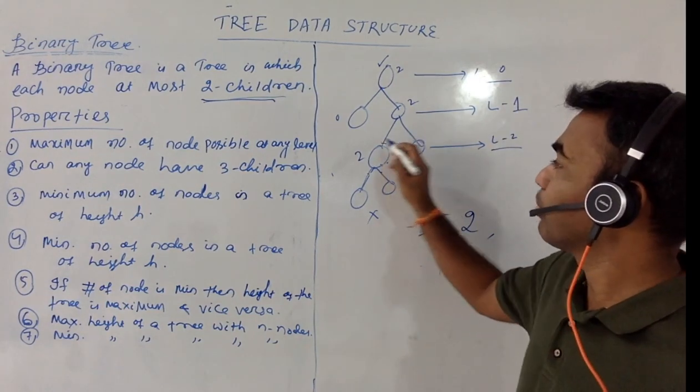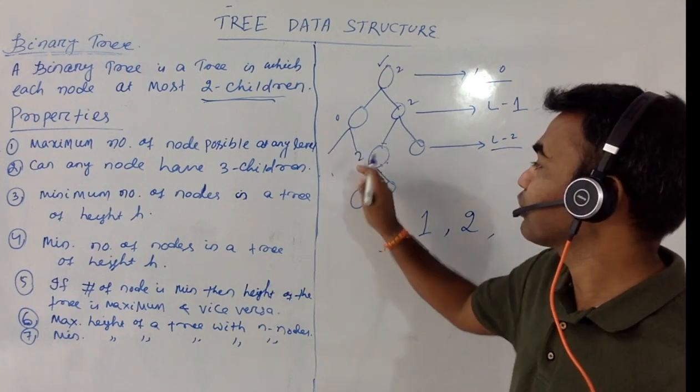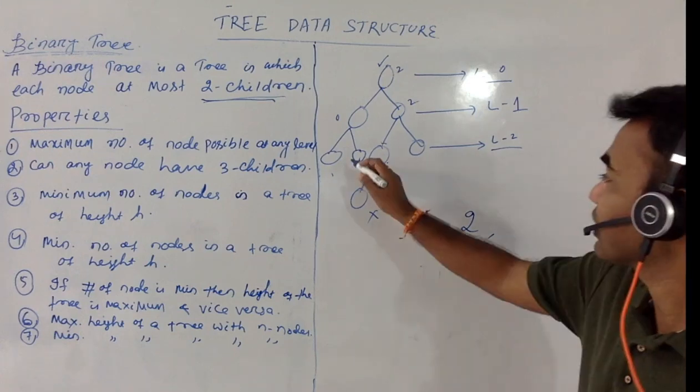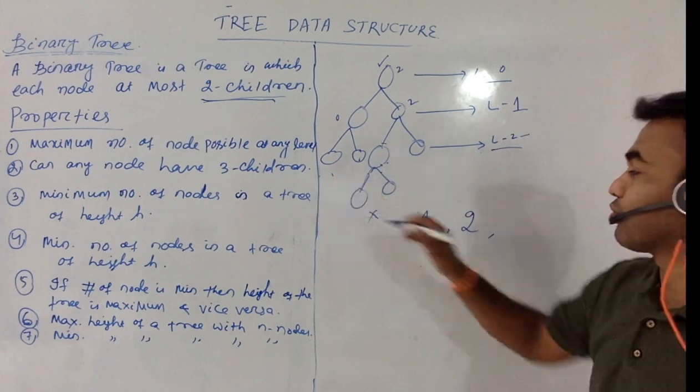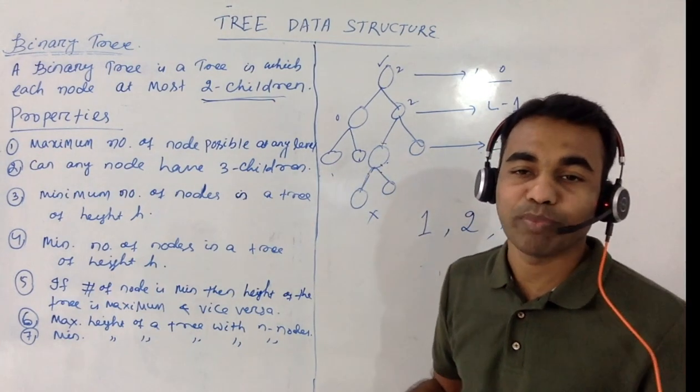So this is 2, but if I'm talking about the maximum number of nodes, then I can have 2 more nodes here, right? So this is the maximum. How many nodes can I have in this particular level? At this level I can have 1, 2, 3, 4, right? So do you see a pattern now?